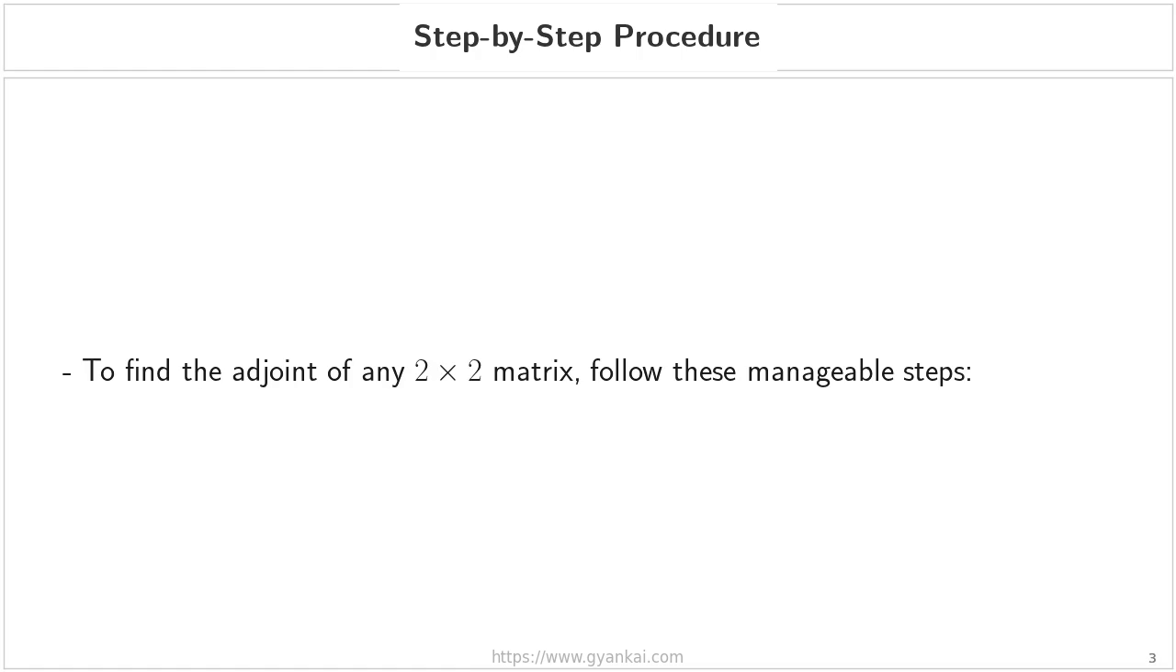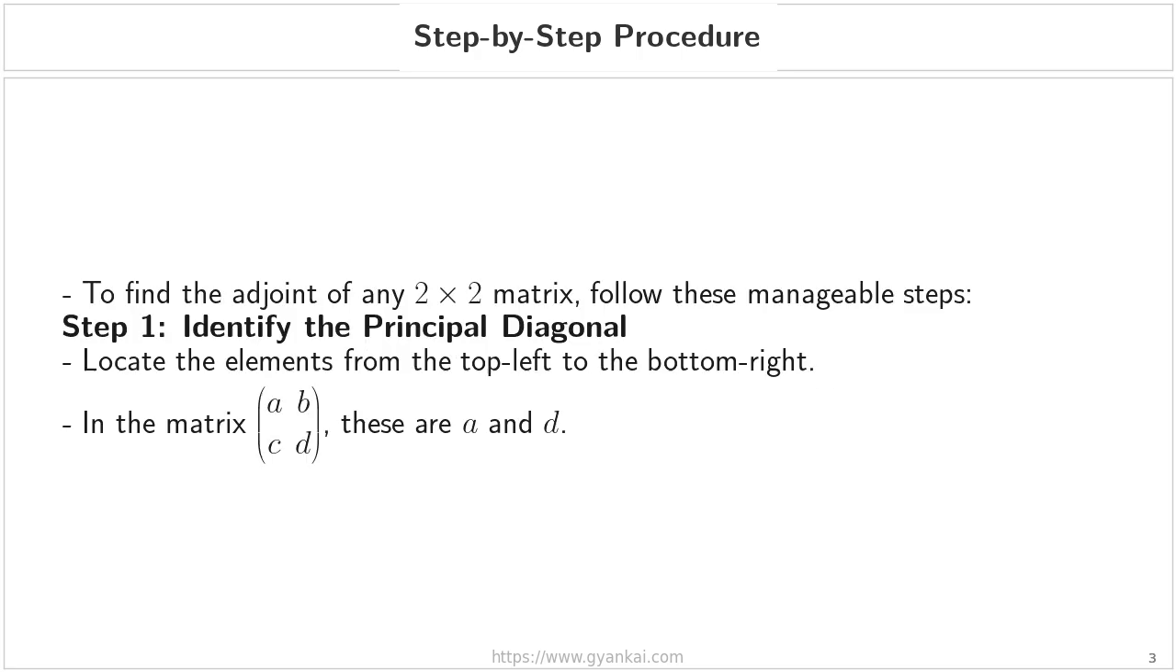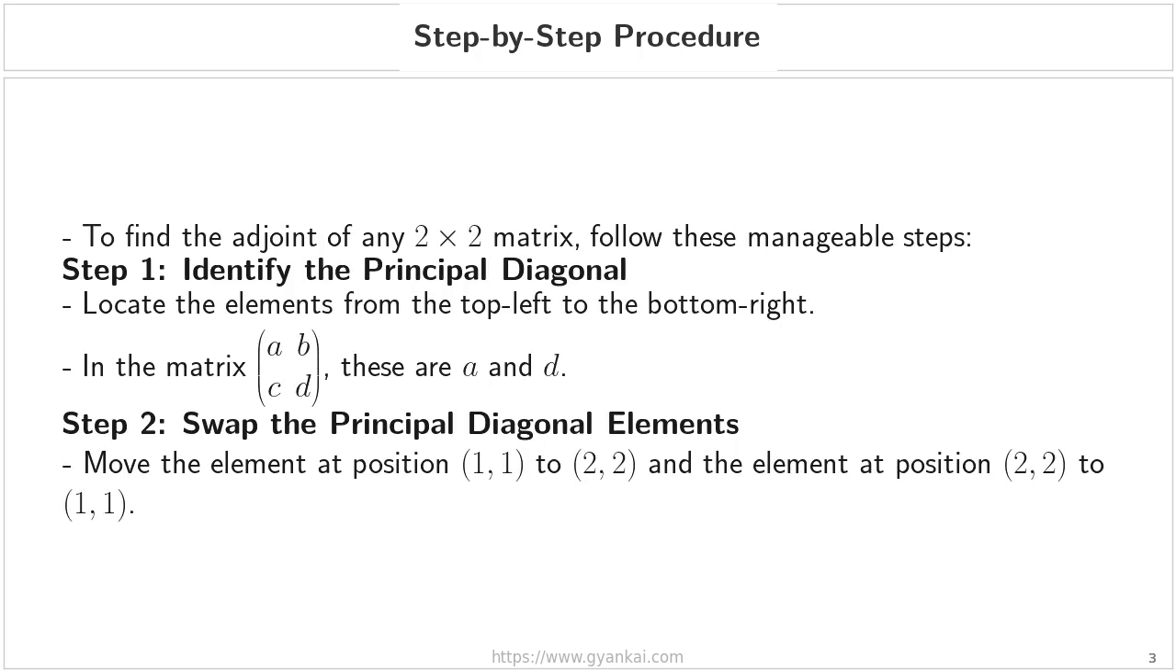Step-by-step procedure. Now that we've seen the general formula for the shortcut, let's break it down into a clear step-by-step procedure. This will help you apply the method systematically every single time without getting confused. To find the adjoint of any 2x2 matrix, just follow these manageable steps. Step 1. Identify the principal diagonal. First, look at your matrix and locate the elements running from the top left corner down to the bottom right corner. For example, in a general matrix with elements a, b, c, and d, these principal diagonal elements are a and d.